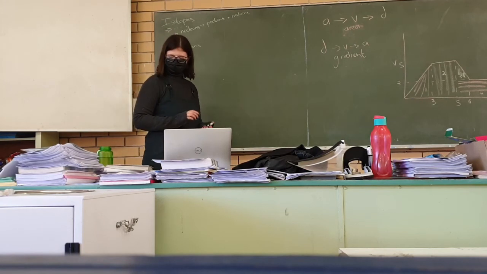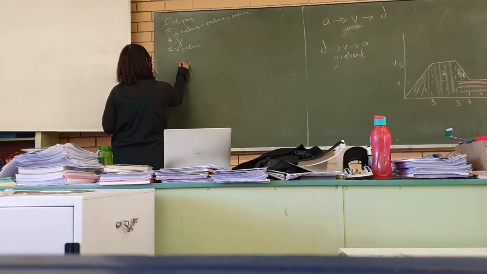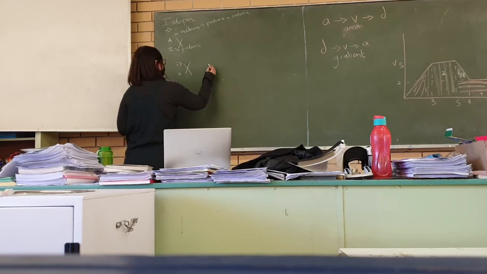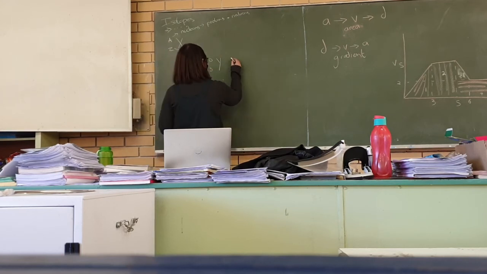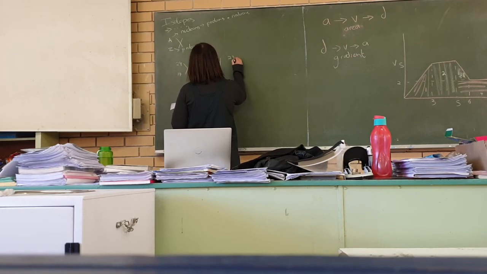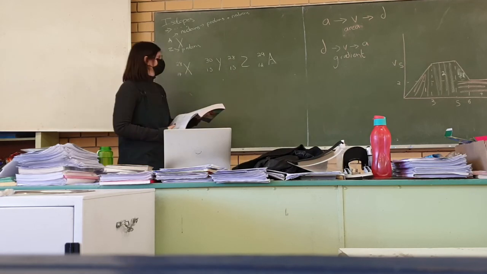So if I have the element, I've got 28, 14, 13, and 15, 28, 15, and then 29 and 14. I ran out of letters, so we're going to A. X, Y, Z, A.